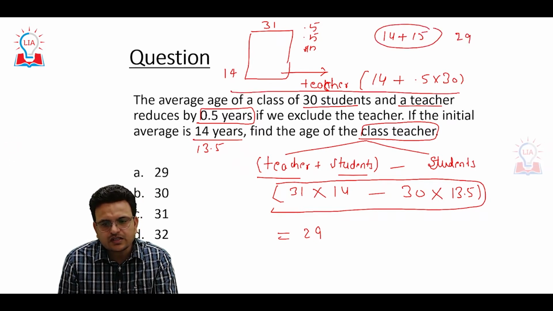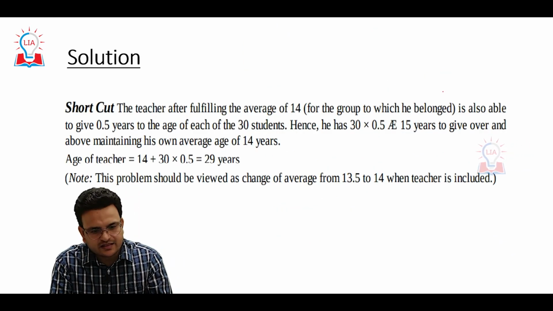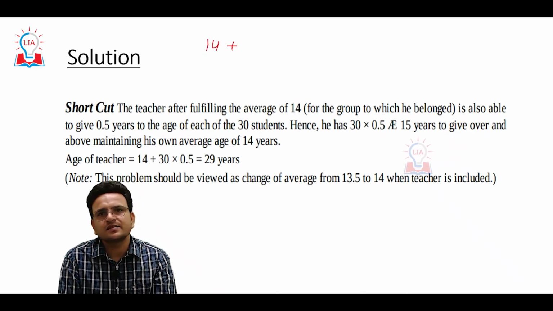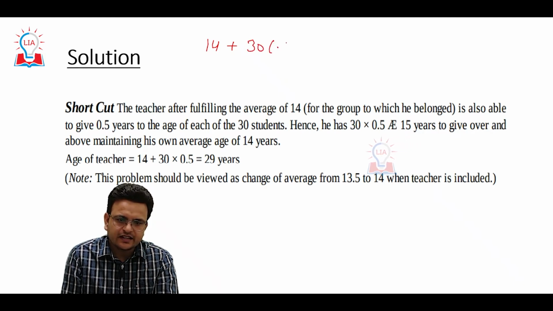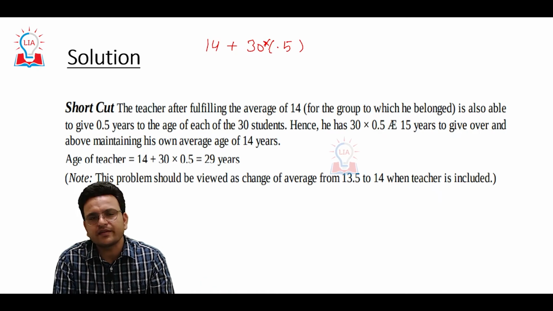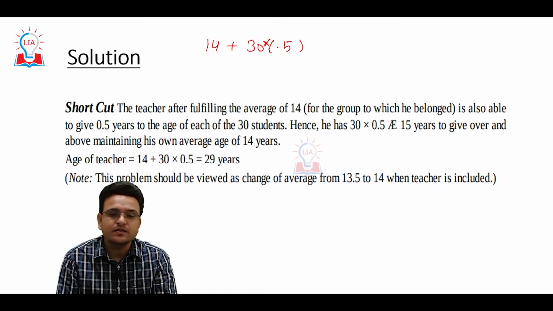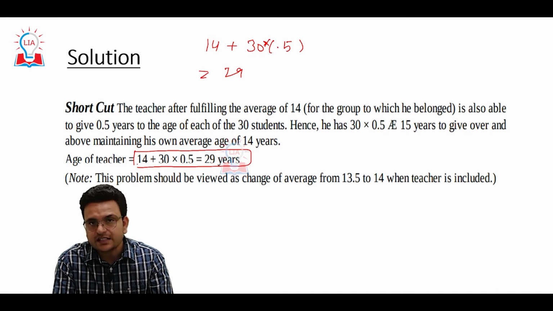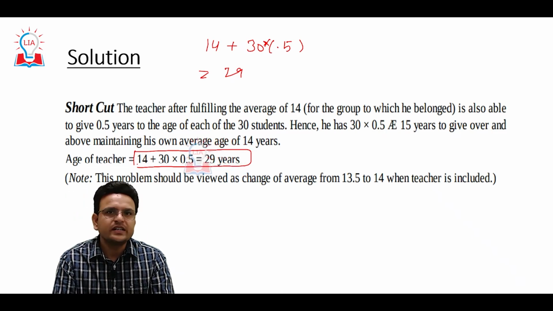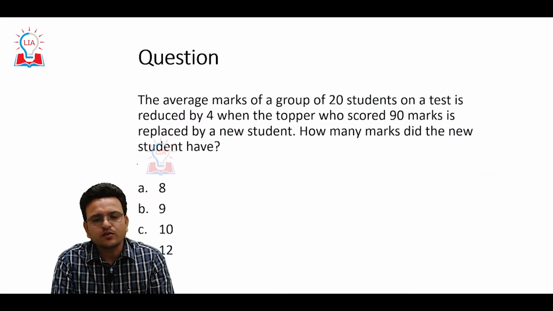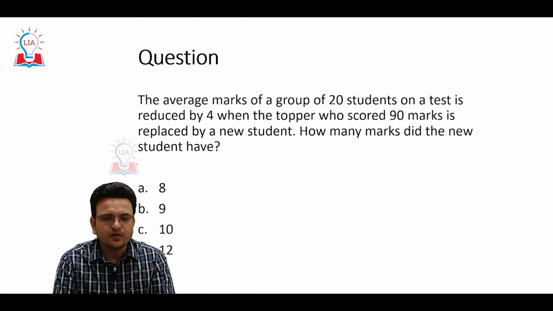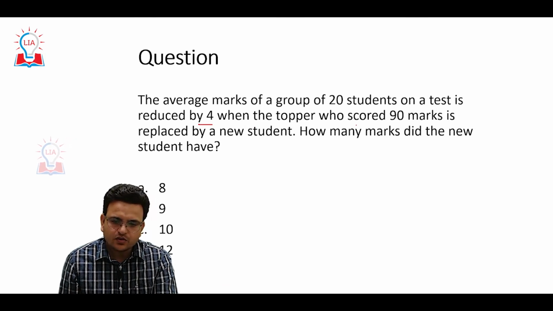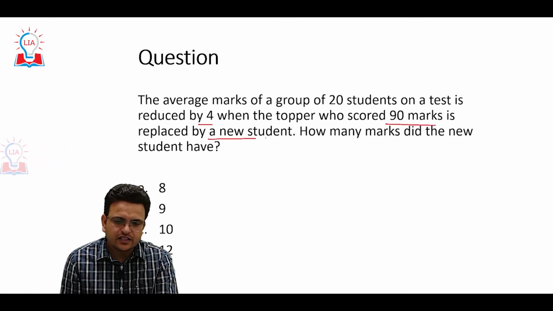So this is the shortcut method for how you can solve it. You can see some explanations here also. Whenever the teacher is leaving, he is taking his own average plus the remaining 30 candidates into 0.5, as it has reduced by 0.5, so it will be 29. So try to read these explanations and try to understand them. I explained it. If you are not able to understand, you can give your opinion in the comment box also. Now come to one more question. The average marks of a group of 20 students on a test is reduced by 4 when a topper who scored 90 marks is replaced by a new candidate.